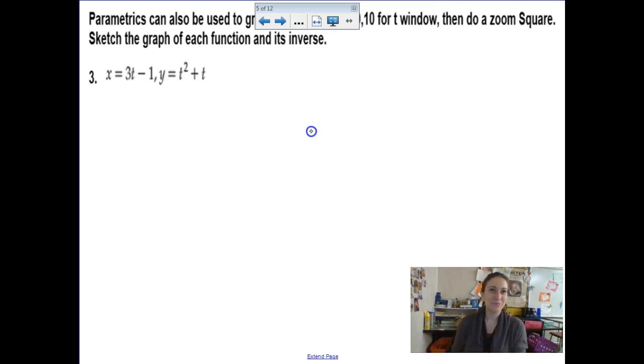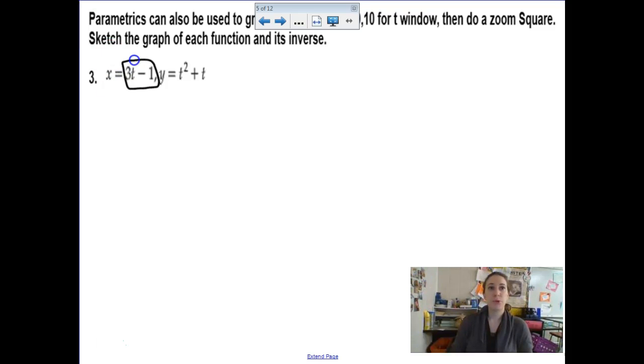Alright, so here we have, what do they want us to do here? Oh, this is fun. We're going to sketch the graph and then create the inverse, huh? They want us to sketch the graph and also the inverse itself.